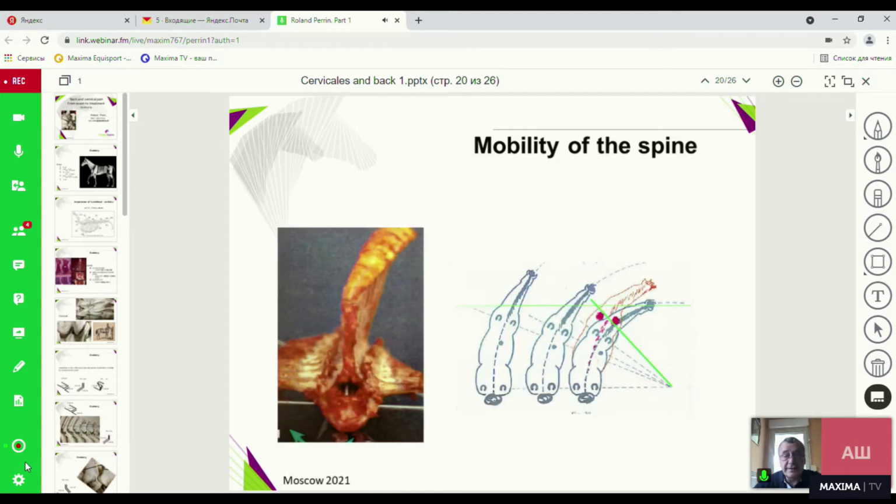When you look at the thoracic area, you see that the spinous processes have a rotation when you flex the horse laterally. When you have a lateral flexion, in fact, the spinous processes have a rotation, and this is important to understand too.